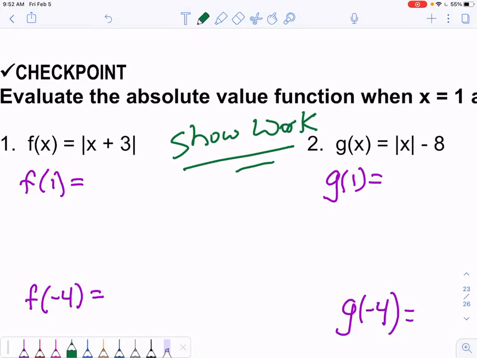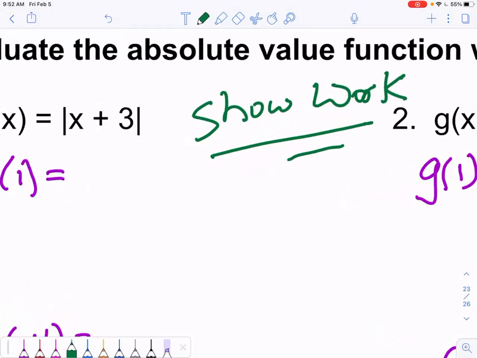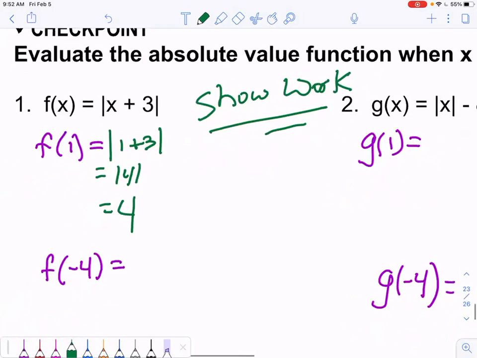Anya, what did you get for f of 1 as your final answer? F of 1 equals 1 plus 3. Good. So what did you get for your final answer? So you got 1 plus 3, which equals the absolute value of 4, which is 4. Good.